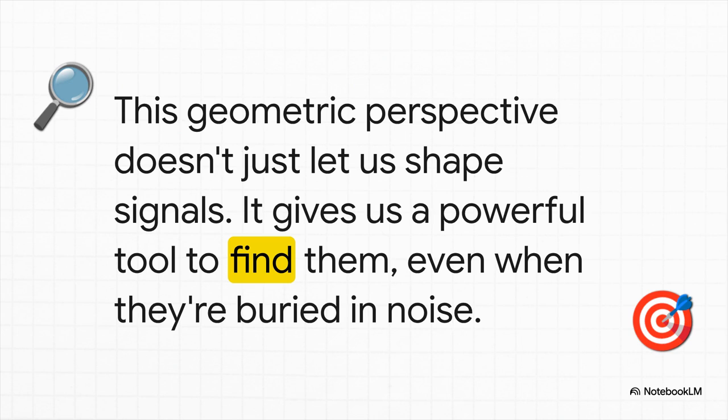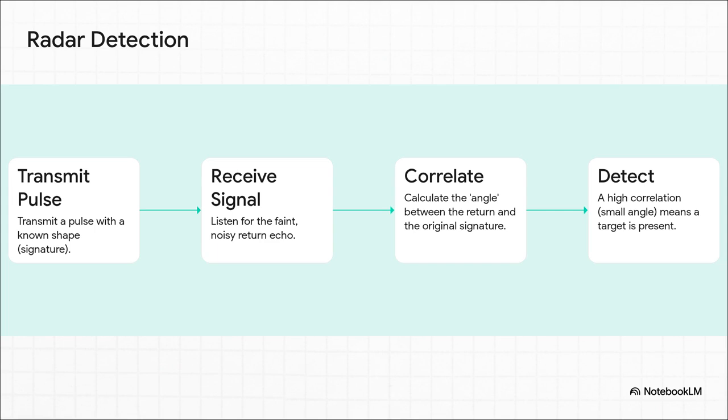Okay, so far we've been talking about analyzing signals, shaping them. But this whole geometric way of thinking has another, honestly even more amazing application: finding a tiny little signal when it's buried in a giant mountain of noise. Let's take a radar system. It sends out a pulse with a very specific shape, its own unique vector signature. Then it just listens. And what comes back is mostly random static, right? But maybe, just maybe, a faint echo of that original pulse is hiding in there.